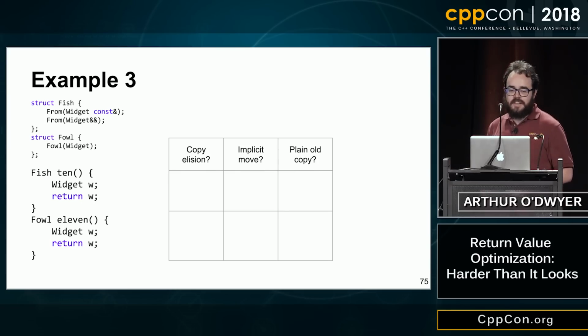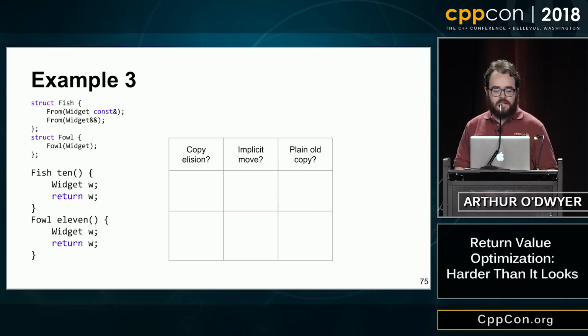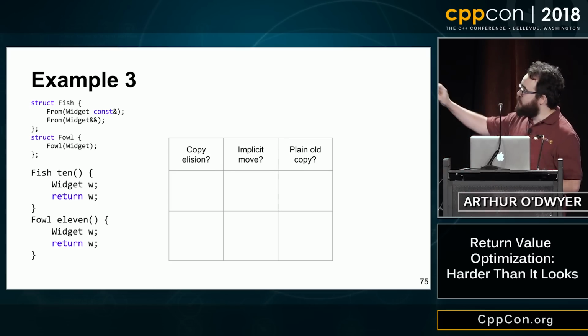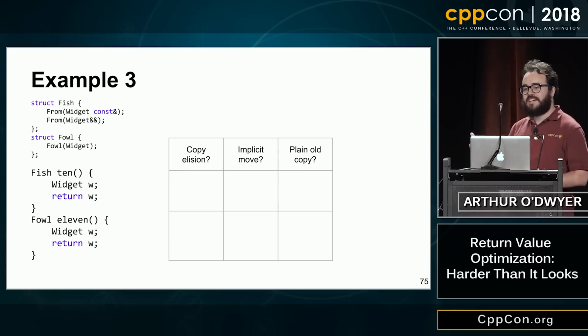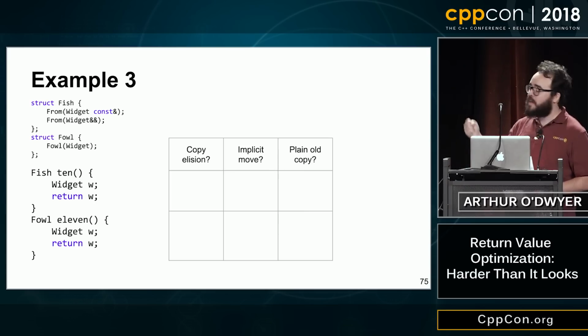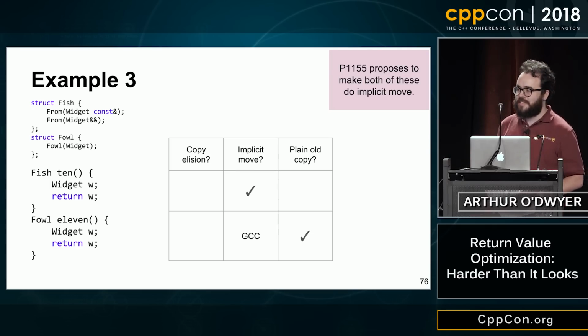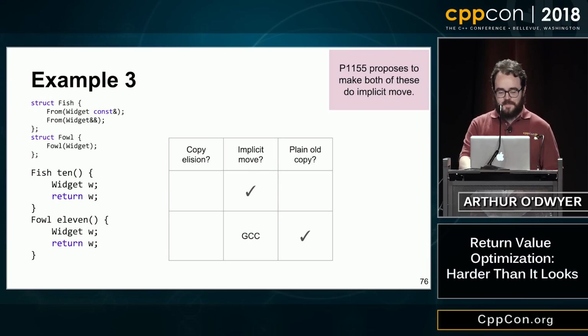Example number 3, this one I wasn't even aware of until after I wrote the paper. This is something called a by-value sink. Thanks to Barry Revzin for bringing this one to my attention. This is a common trick to avoid writing multiple overloads and just put the burden on the compiler to figure out how do I get that widget in the first place? Well, it turns out that disables implicit move, unless you're on GCC. We're going to fix that.